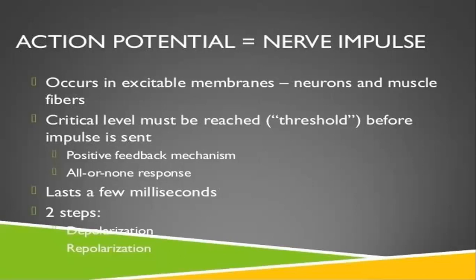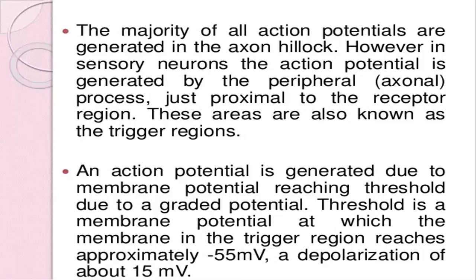So action potential, you can tell, occurs in an excitable tissue, for example neuron and muscle fibers. A threshold current needs to be given, and the sodium channels follow a positive feedback mechanism, that is the Hodgkin's cycle. The action potential is an all or none response and lasts for a few milliseconds. There are states of depolarization and repolarization.